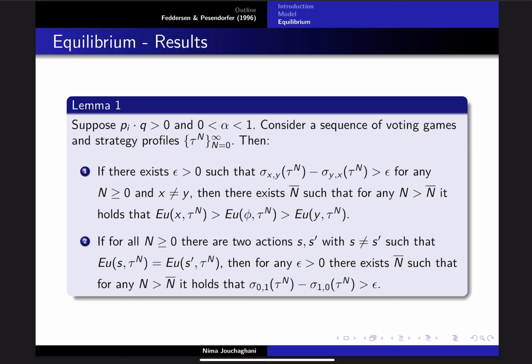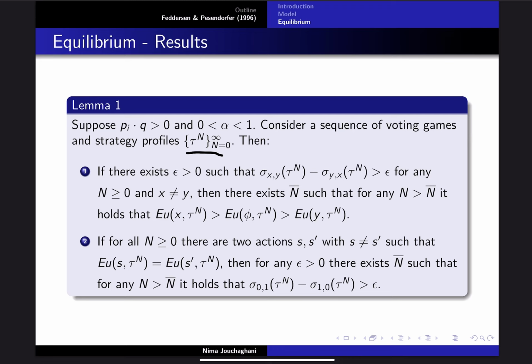And let's say alpha is strictly between 0 and 1, which means that we consider situations where we actually have uninformed agents only. We only consider situations where the uninformed agents are actually uninformed, because if alpha were equal to 0 or 1, then they would be informed, because they would know with certainty what the state of the world is. And next, let's consider a sequence of voting games and strategy profiles described by this sequence here.